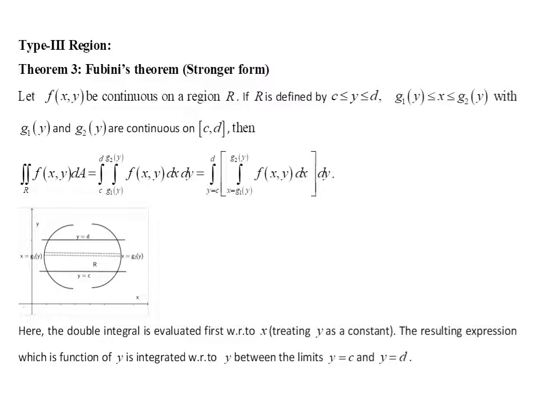In type region 3, let f of x y be continuous on region R, where R is defined by y varying from c to d, where c and d are the constant limits, but x varies from g1 of y to g2 of y, where g1 of y and g2 of y are continuous functions on the interval c comma d. Then the double integral over R of f of x y into dA can be written as the integration from y equal to c to d, then integration from x equal to g1 of y to g2 of y of f of x y into dx first, then dy, where dA here is dx into dy.